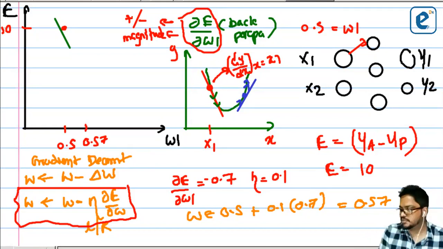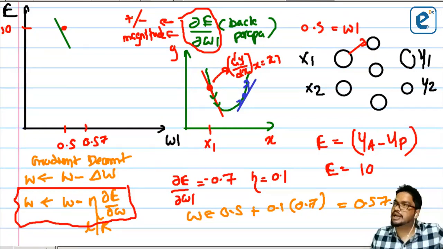So the weight adjustment is done, and we are going to apply the new data, the next row.